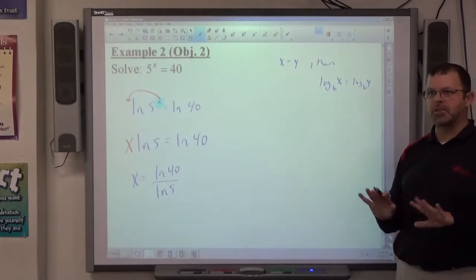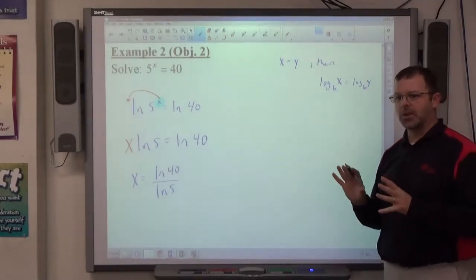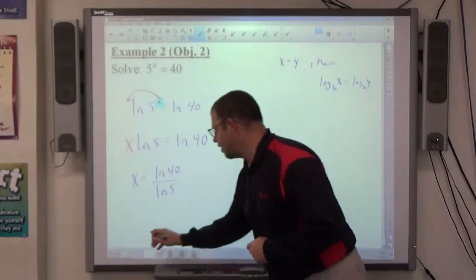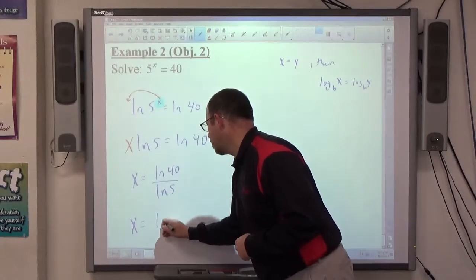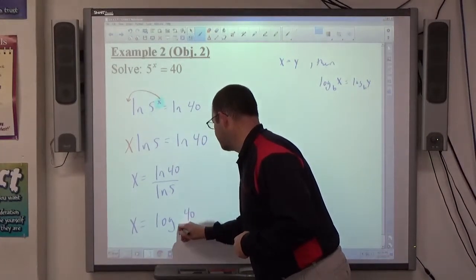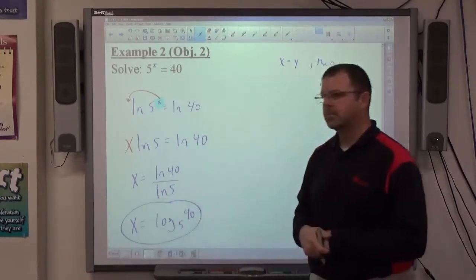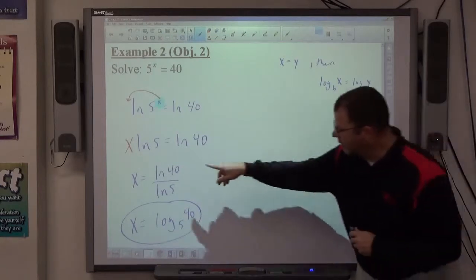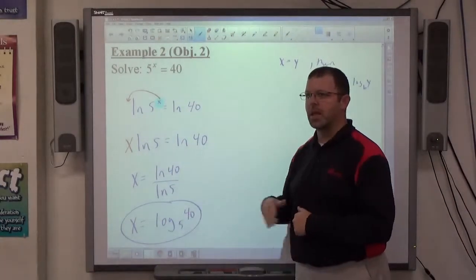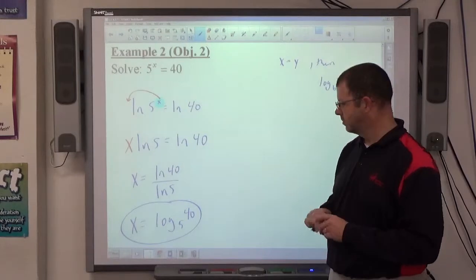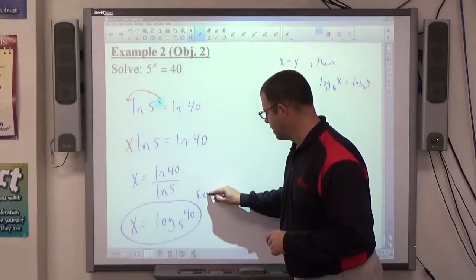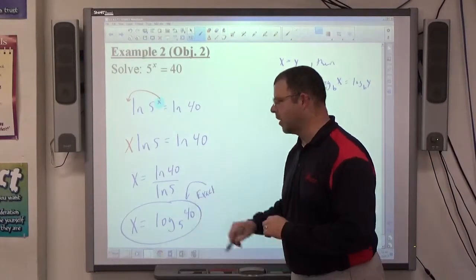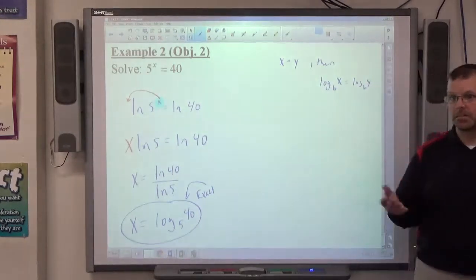And finally, for the best, most beautiful answer I could possibly make for this, I can change it into a single logarithm. x equals log of 40 base 5. Just using the change of base formula in reverse, right? Got the same type of log on top and bottom. So it's log of this number base that number is what that means. That's the exact answer. Anytime they ask for the exact answer, they're looking for an answer looking like that. Log of something base something. That's what we're looking for.